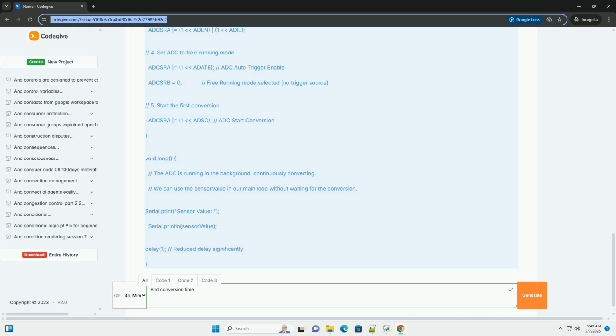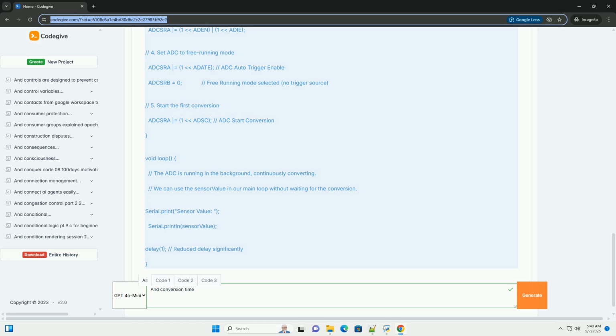Free running mode: configure the ADC to operate in free running mode, where it continuously converts the analog input without requiring explicit triggering for each conversion. This can significantly reduce software overhead. Interrupts: use ADC interrupts to handle the completion of the conversion in the background. This allows the main program loop to continue executing while the ADC is converting.